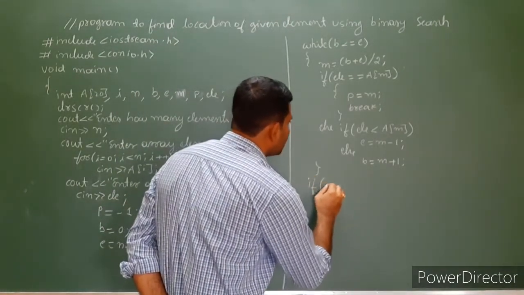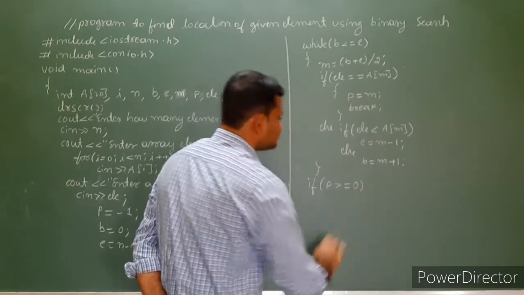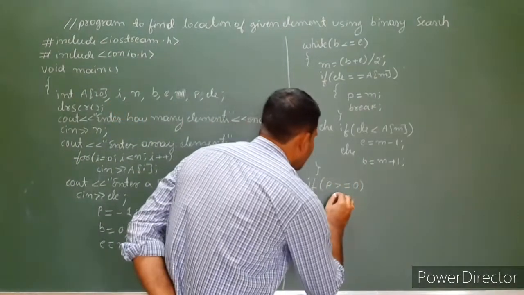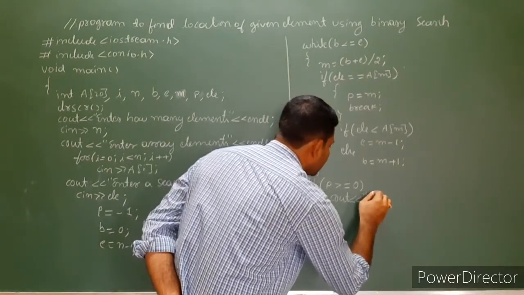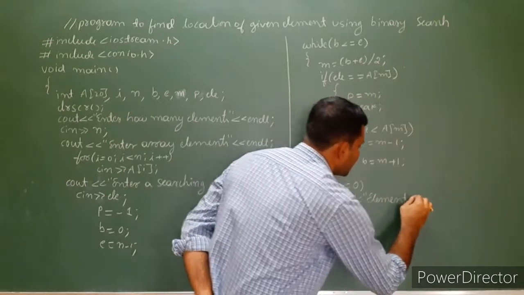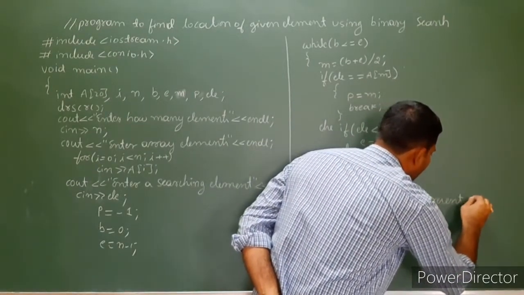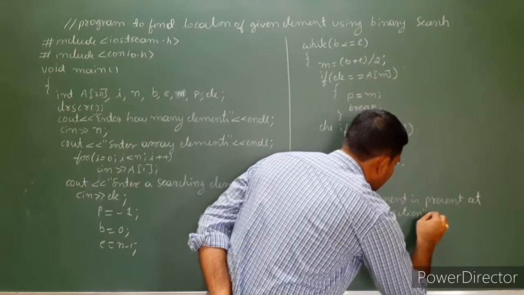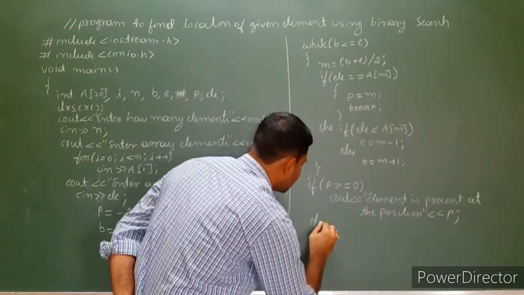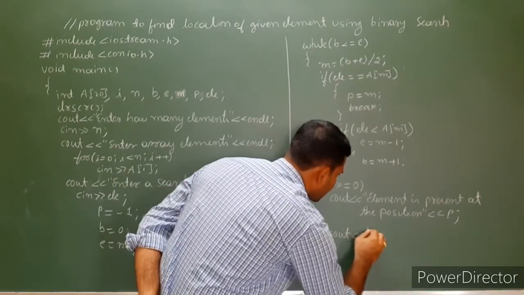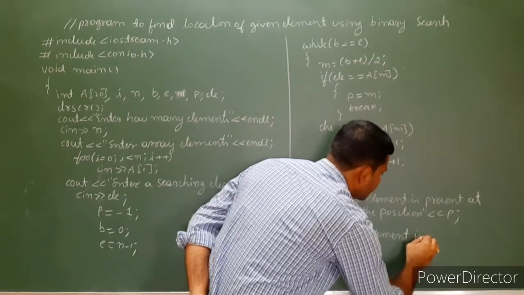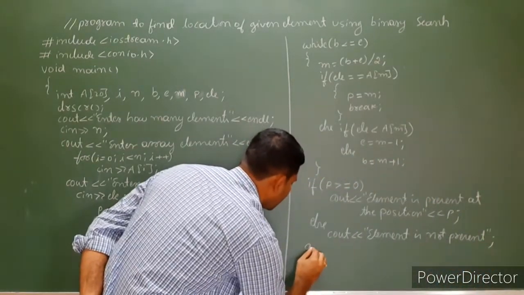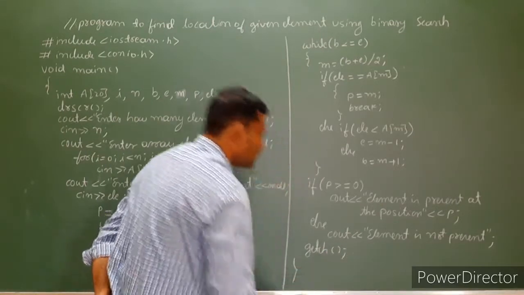After closing the while, conclude that if position is greater than or equal to 0, if it is true, see our element is present at the position, we have to print the position variable p, else output element is not present. Then getch, close the program.